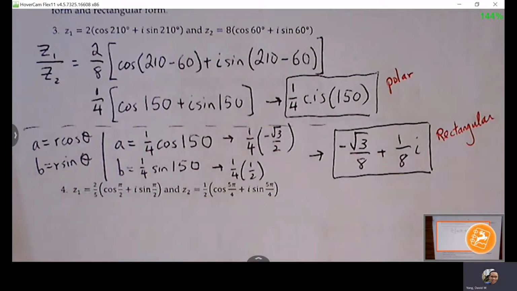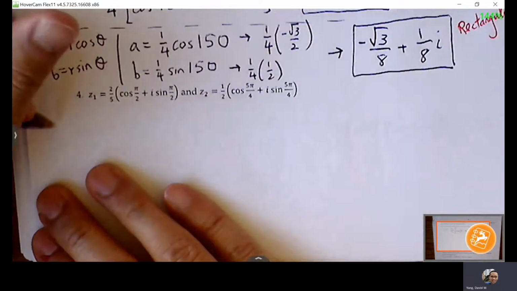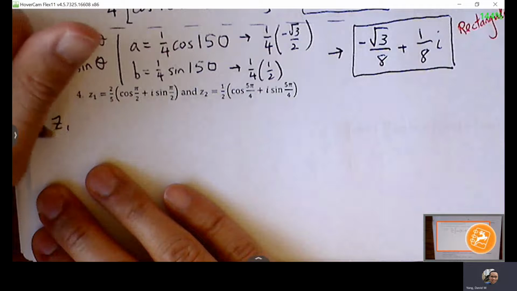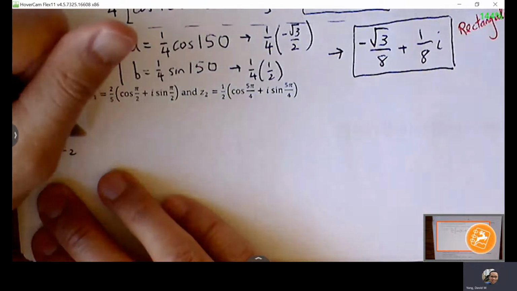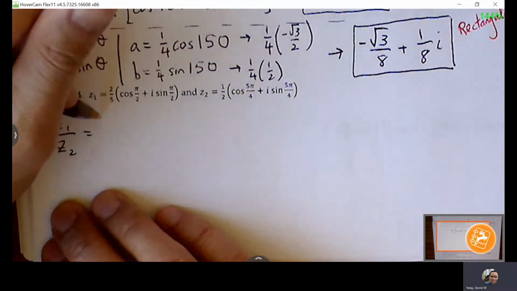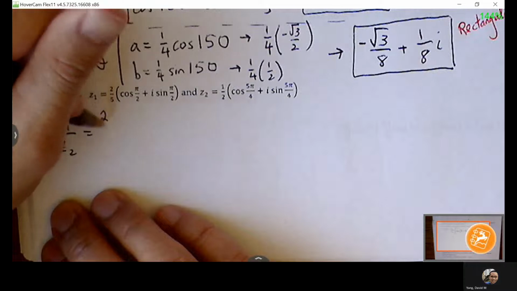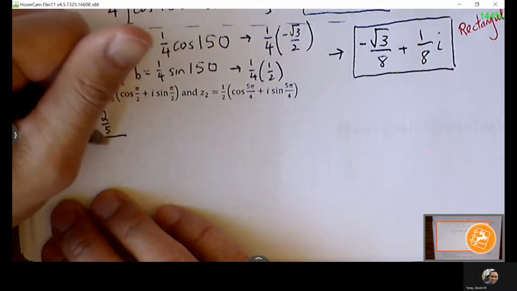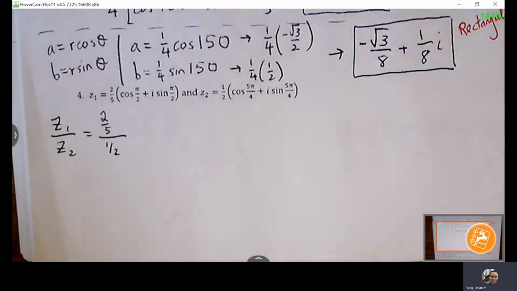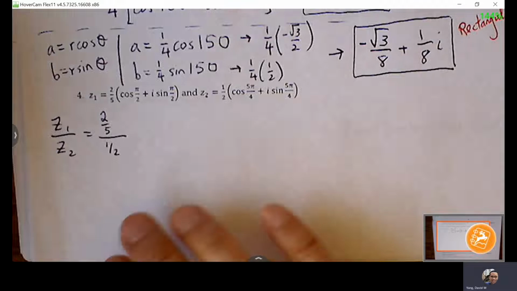Okay, try number 4. Okay, remember for number 4, dividing by a fraction is the same thing as multiplying by the reciprocal, right? But you can also make the calculator do the complex division if you want.